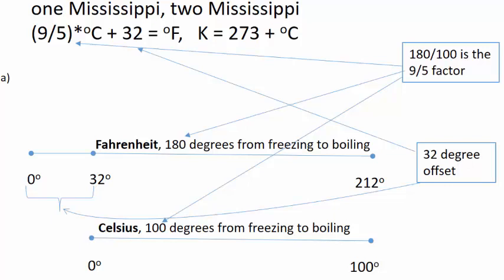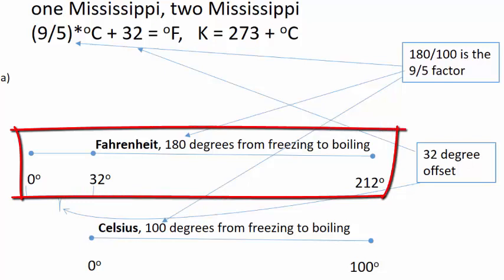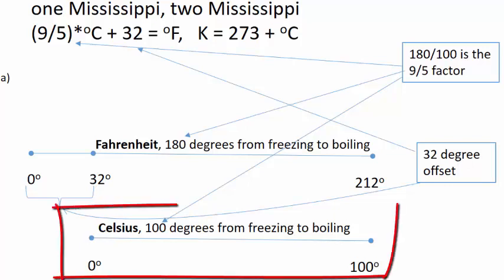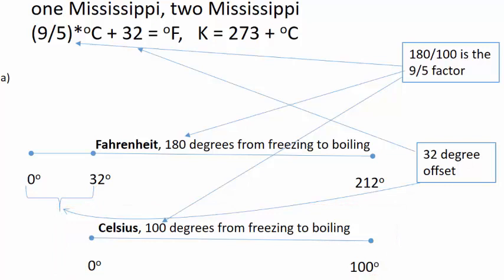Both of these temperature scales are based on the freezing point and boiling point of water. In the Fahrenheit scale, water freezes at 32 degrees Fahrenheit and boils at 212. And there's 180 degrees or 180 steps in between the freezing point and the boiling point. So remember, 180 steps. For the Celsius or centigrade scale, there are 100 degrees or 100 steps between the freezing of water at 0 and the boiling at 100.